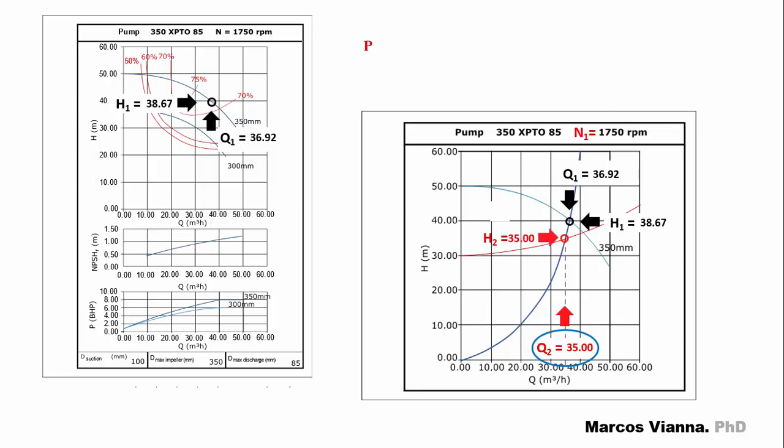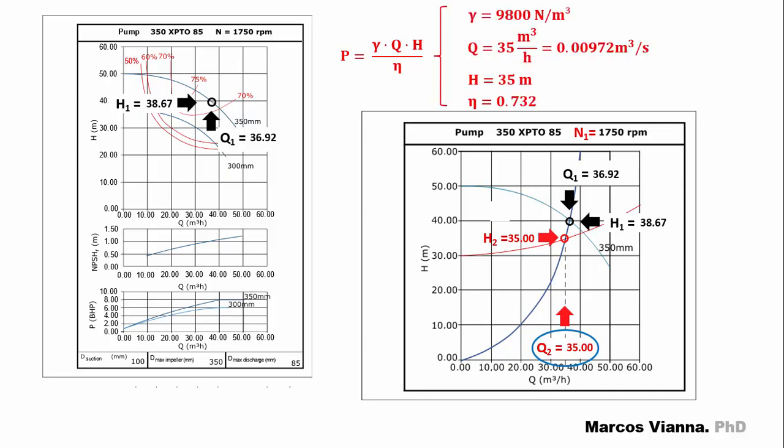And now, let's see the power. We use this formula to calculate the power of a pump. Its values are known. Gamma is the specific weight of the water. If we want to find the power in watts, gamma must be in newtons per cubic meter. 9,800 newtons per cubic meter is the specific weight of the water. The flow must be in cubic meters per second, so 0.00972 cubic meters per second is the value to be used.